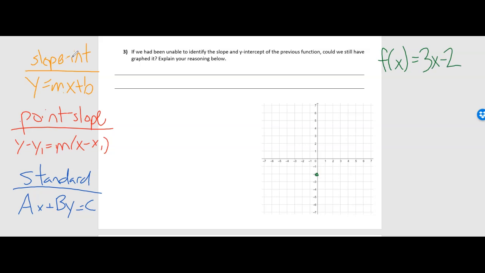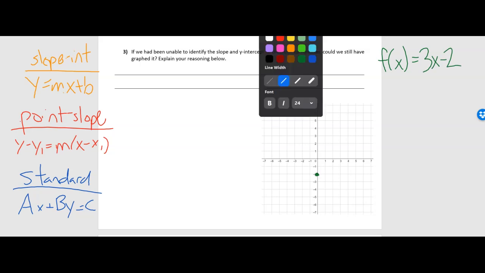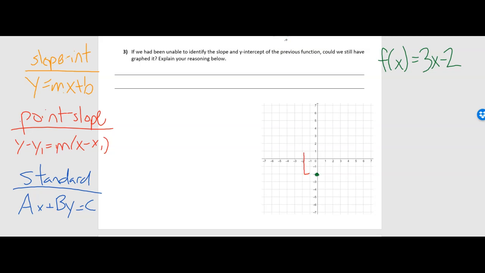Y-intercept is negative 2, so I'll plot that. This graph does count off by units, so I can just count my change in y, which is 3. My change in x is just 1, so my new point would be right here. Let's do that a little bit better. And I can draw my line between the 2 points. So this line would represent this function, f of x is equal to 3x minus 2. Again, the only difference in this function versus a linear equation is that we replace the y with the f of x.